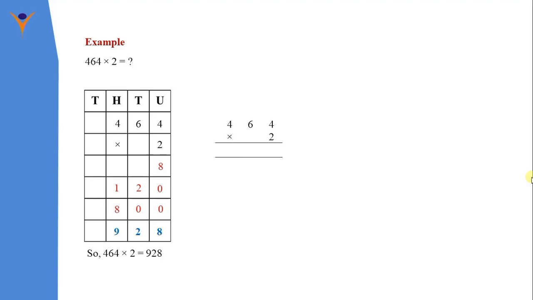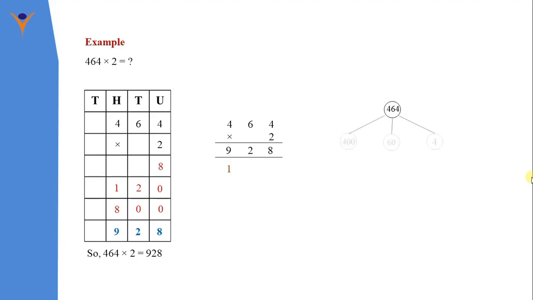Now if we use another method, the short method, let's see. 2 times 4 is 8. 2 times 6 is 12. Write 2 and move 1. And then 2 times 4 again is 8 plus the 1 we moved, 9. So again, you see we arrived at 928.